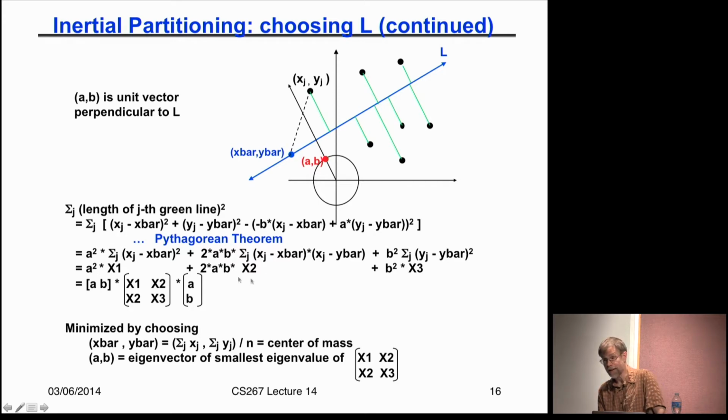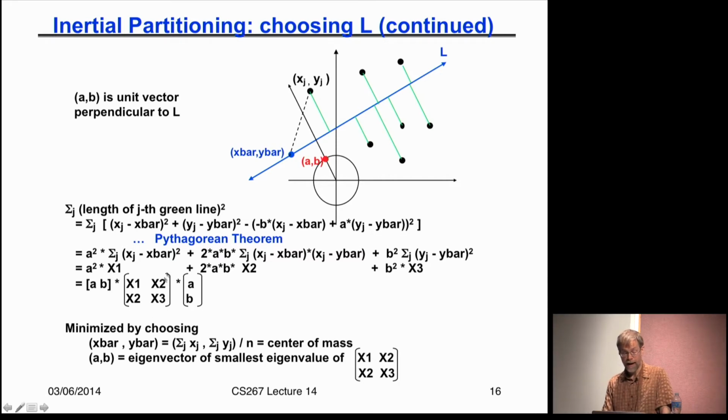And then I notice that I can write the sum of squares as this quadratic form. This is a 2 by 2 matrix, and this gives me a1 times capital X1 times a1, so that term gives me there. And so this is what I want to minimize. That is now a 2 by 2 linear algebra problem. And the answer is well known. A and B, that's a unit vector. That's the eigenvector for the smallest eigenvalue of this matrix. And finding the smallest eigenvalue of a 2 by 2 matrix is not hard to do.